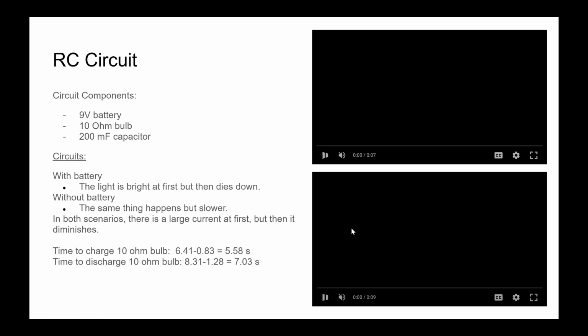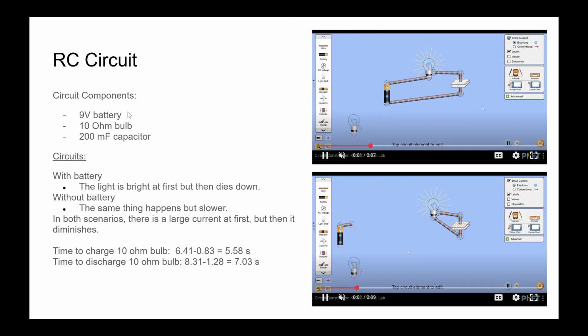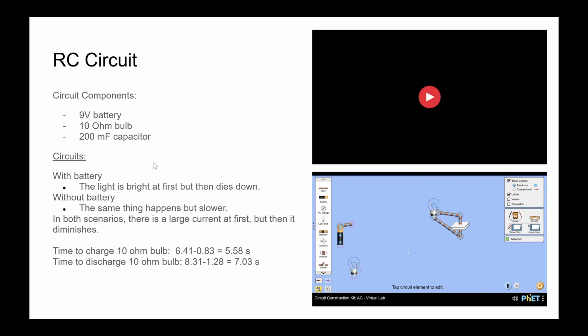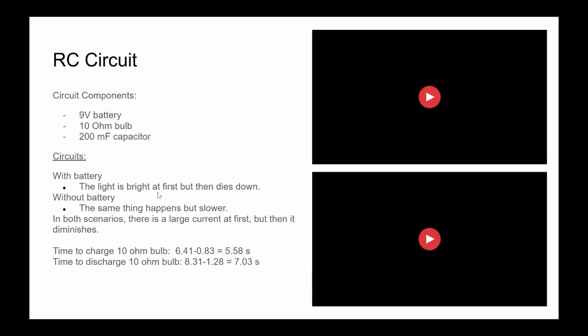For the RC circuit, now we have a 9-volt battery, a 10 ohm bulb, and a 200 mF capacitor. With the battery, the light is bright at first but then dies down. Without the battery, the same thing happens but slower. In both scenarios, there's a large current at first but then it diminishes. The time to charge is 5.58 seconds and the time to discharge is 7.03 seconds.